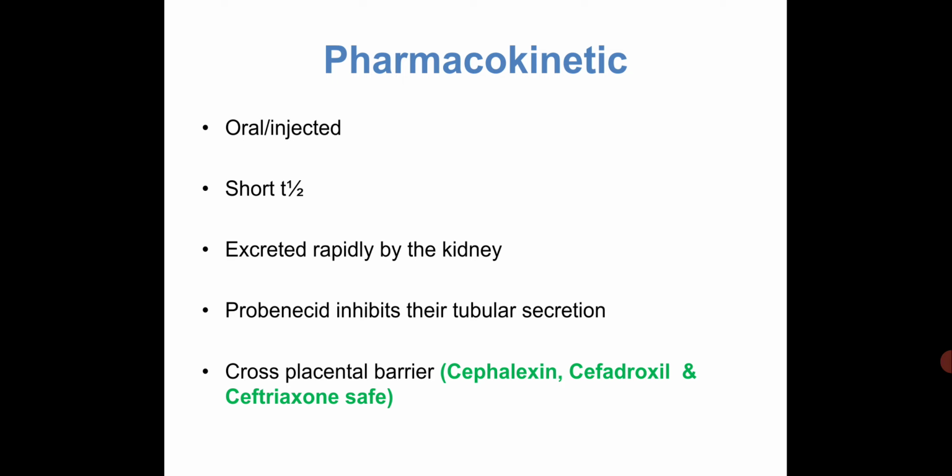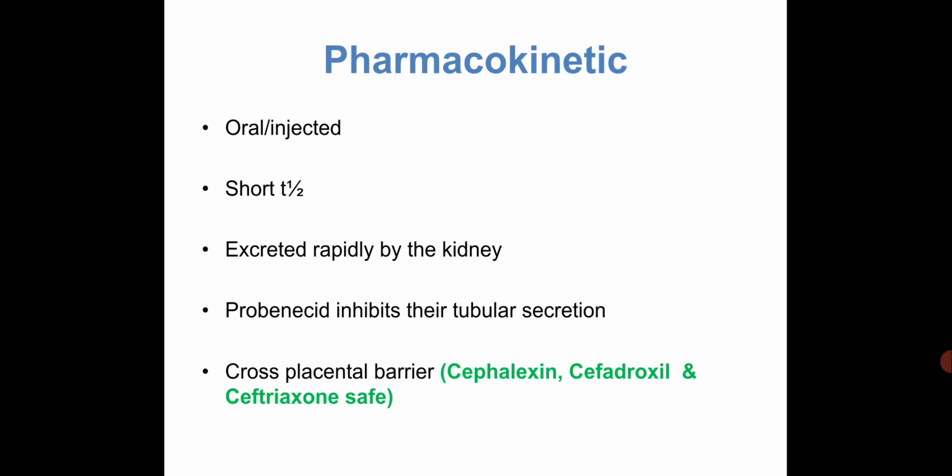Example: ceftriaxone. It is excreted rapidly by the kidney, mostly unchanged in urine. Probenecid inhibits their tubular secretion, so if we combine probenecid, there is an increase in the concentration of the cephalosporin also.